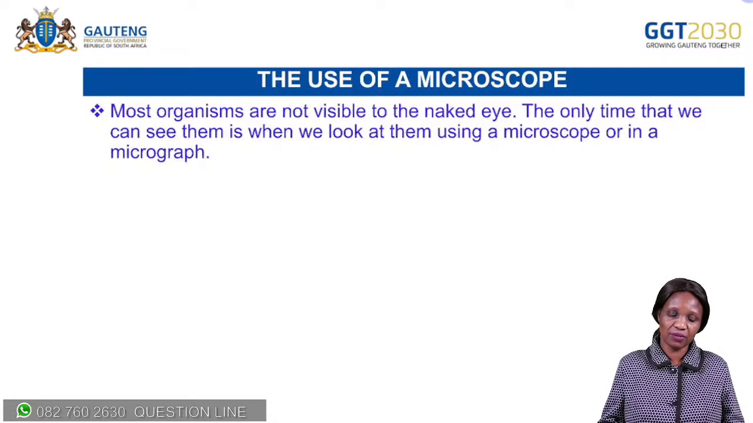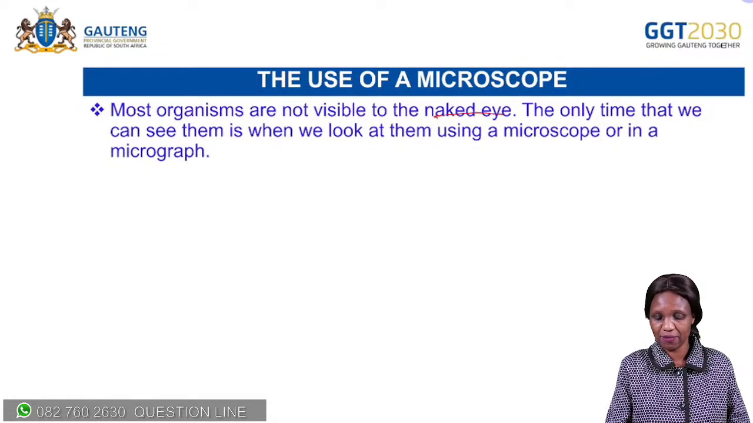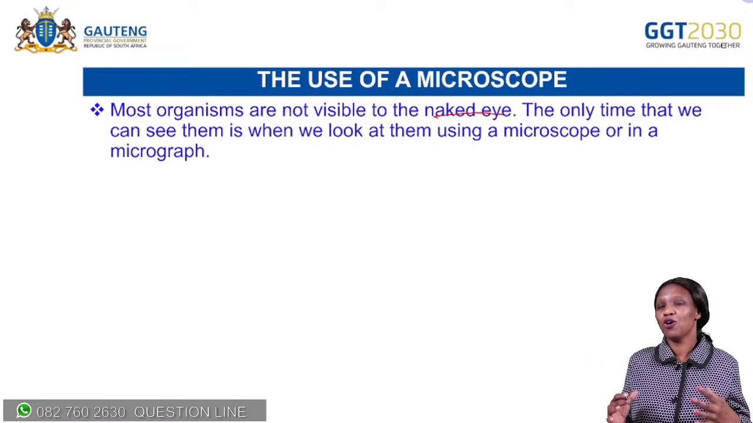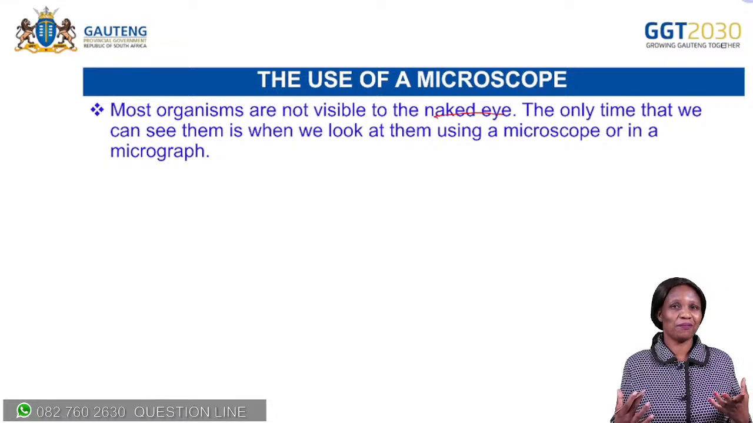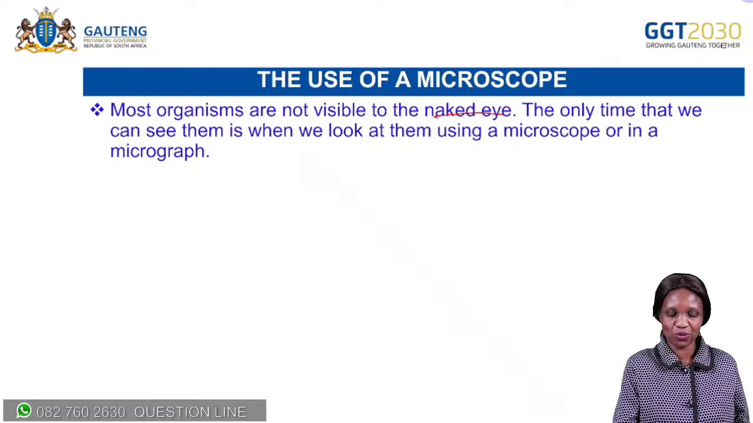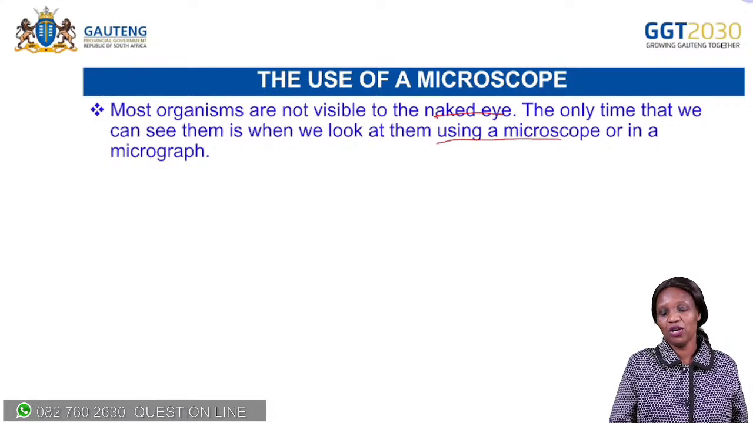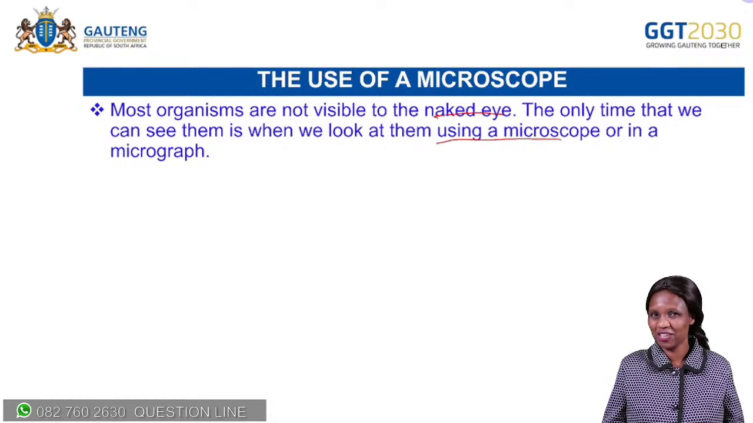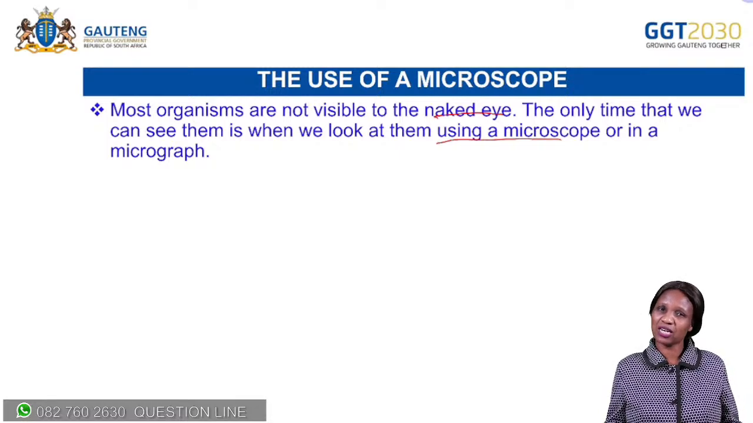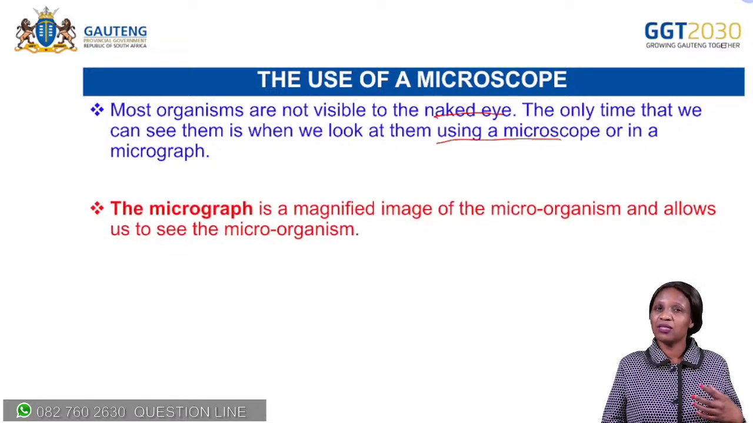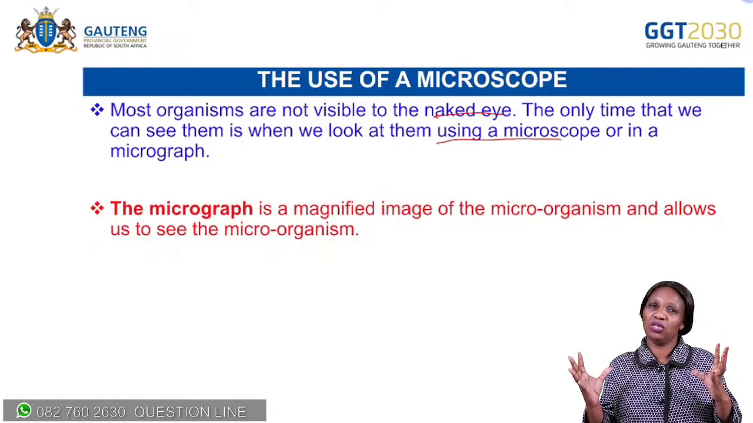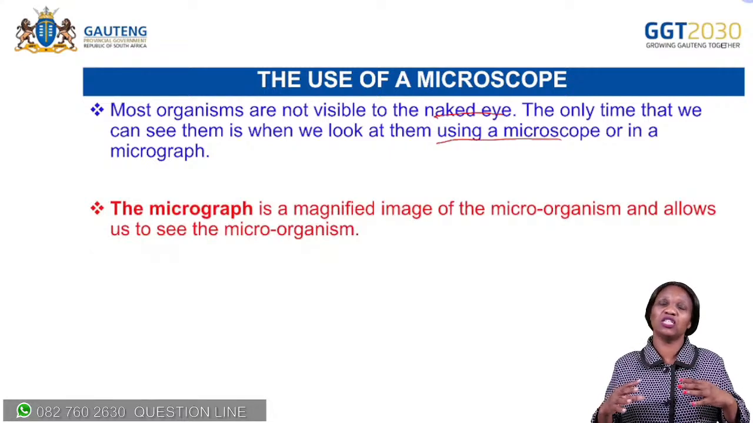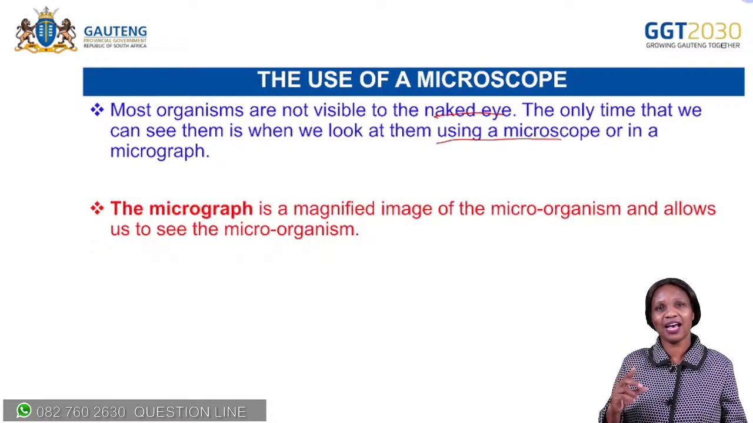And then most organisms are not visible to the naked eye. Remember, we can't see them with our naked eyes, but we use a what? We use a microscope, we use a magnifying glass to see them. The only time that we can see them is when we look at them using a microscope or in a micrograph. Do you know what a micrograph is, grade 8? When we are talking about a micrograph, this is when there is a magnified image. All right? If we say magnified image, do you understand?